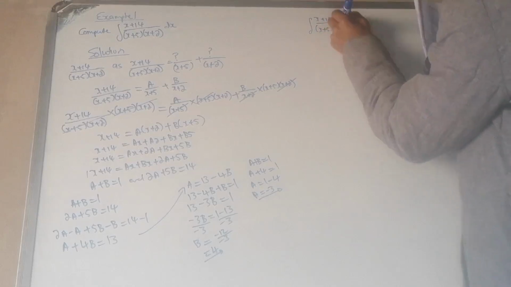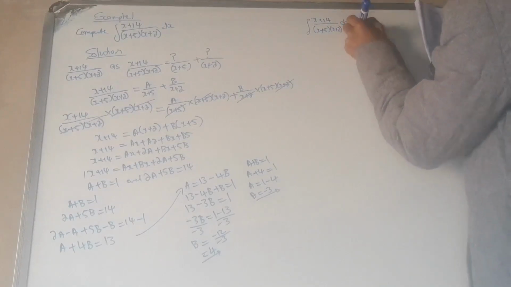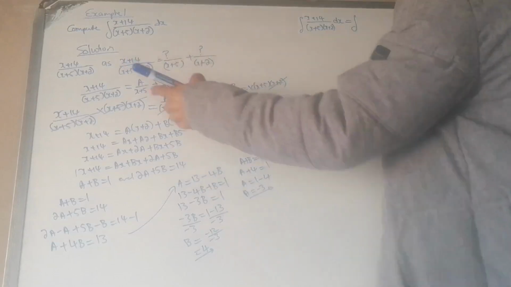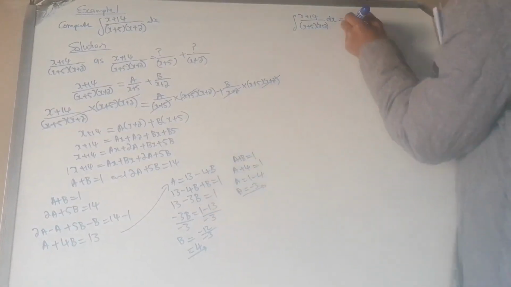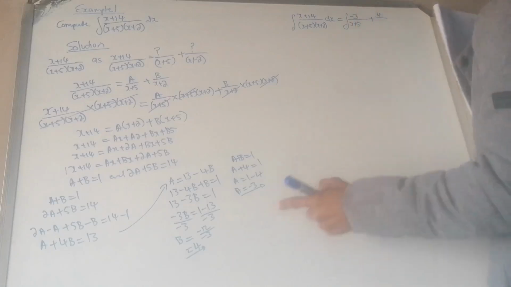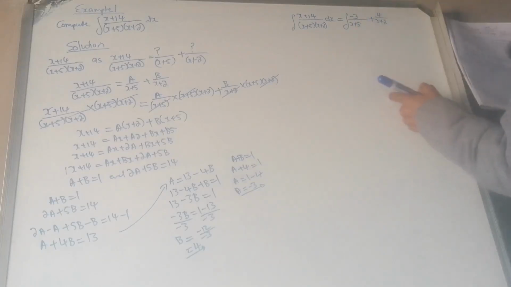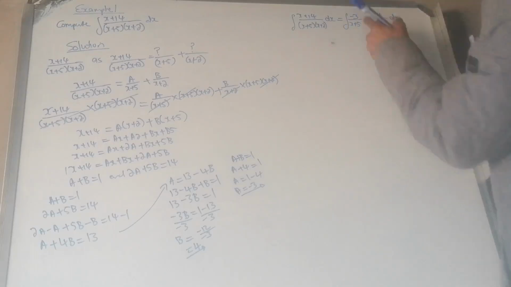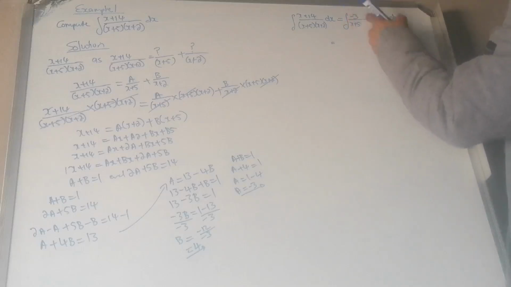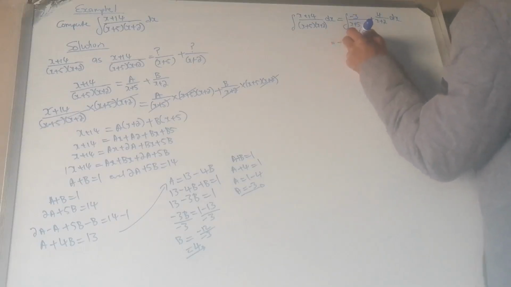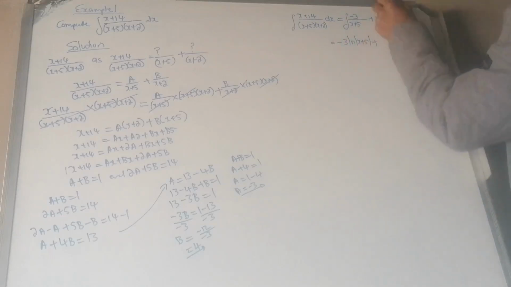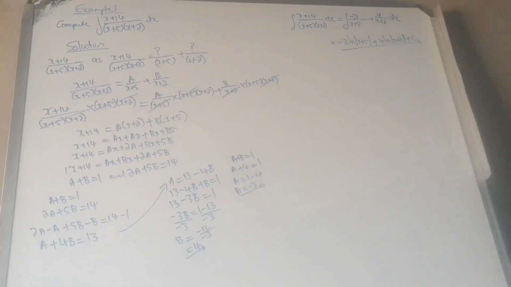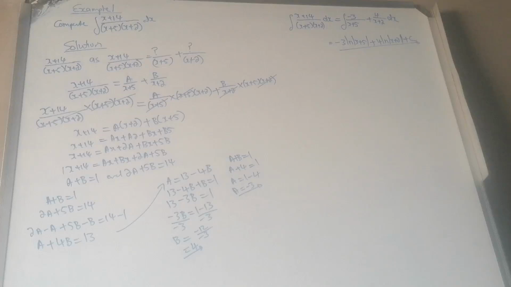This is equal to the integral of my A, remember, my A is minus 3, divided by x plus 5, plus 4, which is the value of B, divided by x plus 2, dx. Okay, and we know how to integrate this. The integral of this is minus 3 ln of the absolute value of x plus 5, plus 4 ln of the absolute value of x plus 2, plus C. And I'm done. And I am purely done.